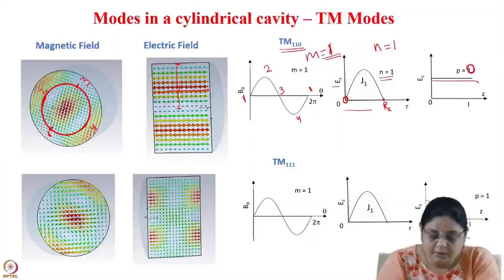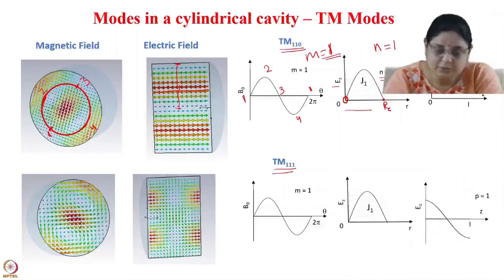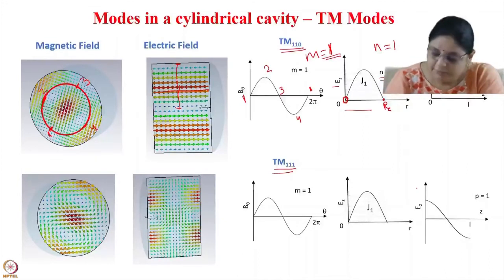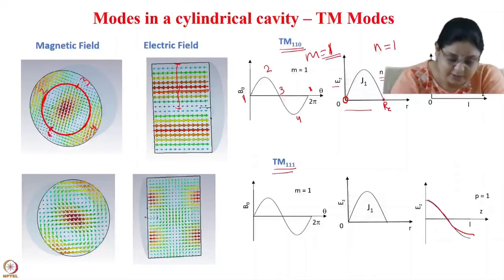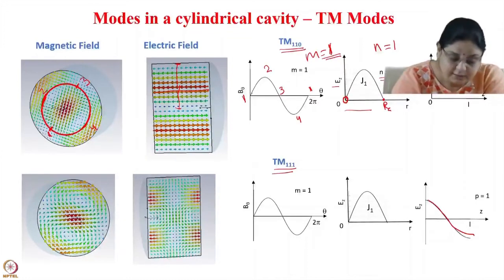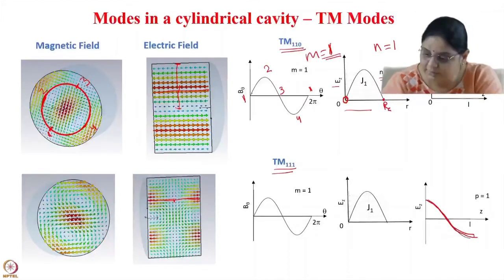Okay, now the next mode is TM111 mode. So it is similar to the mode above, except that now P is equal to 1. So now you have 1/2 period variation in the field in the Z direction, which you can see from here. Let's take it at this. Let's see the variation of Ez with Z at this point, at this R and theta. So we see that the field is in one direction, Ez, it goes to 0 here and then it is in the opposite direction. So it is like this.